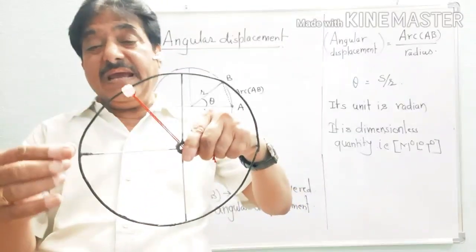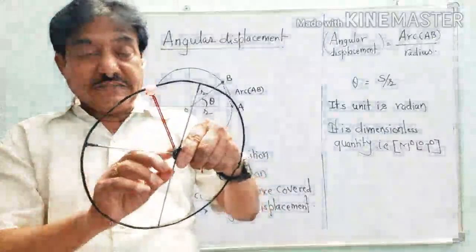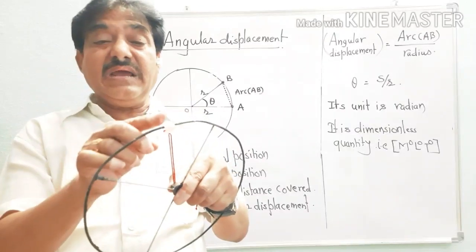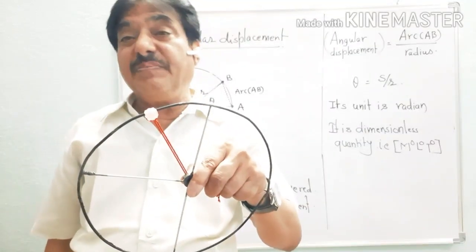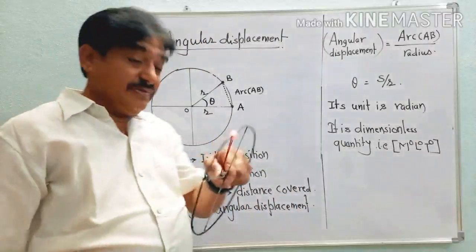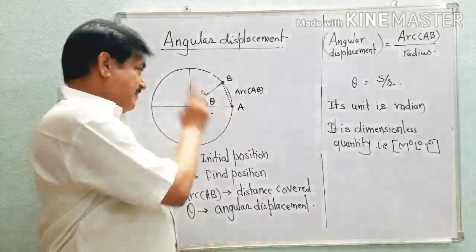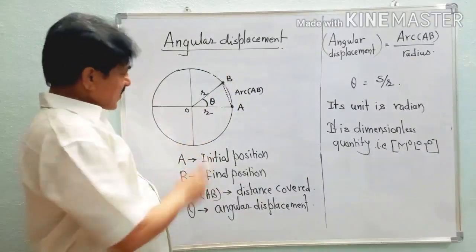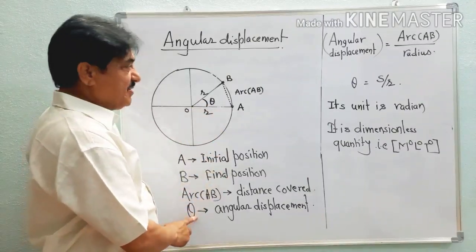Let A be the initial position, B the final position, O the center of circular motion, R the radius. Then this arc AB is known as S, that is the distance covered by the particle performing the circular motion. And theta is the angular displacement. See once again in this figure, A is the initial position, B is the final position, O is the center, R is the radius, theta is the angular displacement.